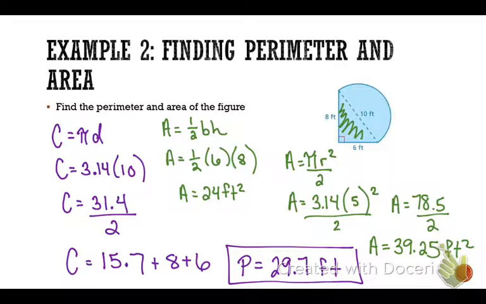What do you guys think is going to be your last step to find the area of the composite figure? What do you guys think? Add the 2 areas together. Okay, so area equals 24 plus 39.25. Okay, so my area equals 63.25 feet squared.